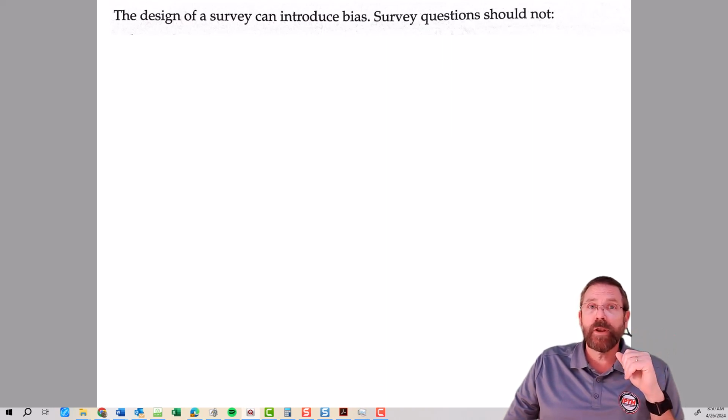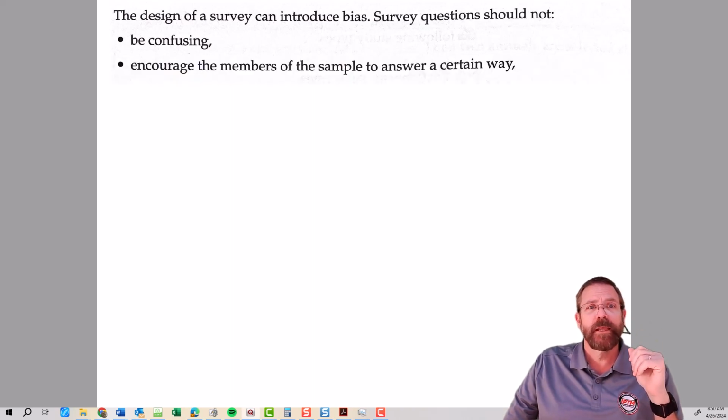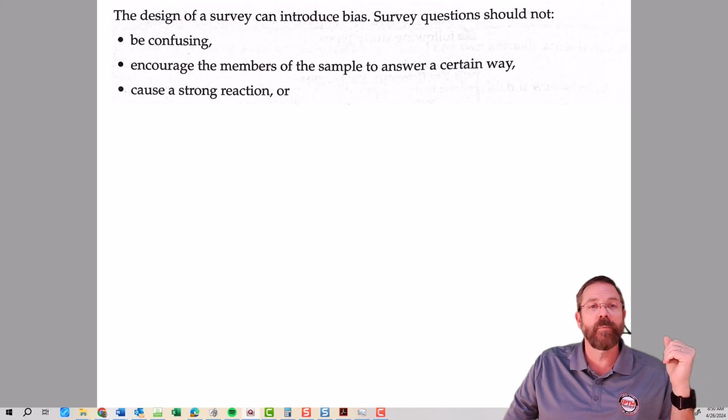To design a survey, the design of a survey can introduce bias. Survey questions should not do any of the following. First, they should not be confusing. Really simple, straightforward questions. Next, they should not encourage the members of a sample to answer a certain way. So you need to do it plain vanilla, straight up yes or no answers. No encouragement one way or the other.